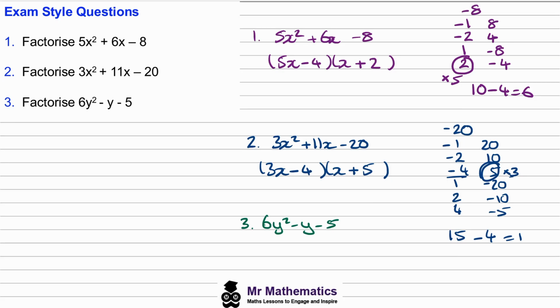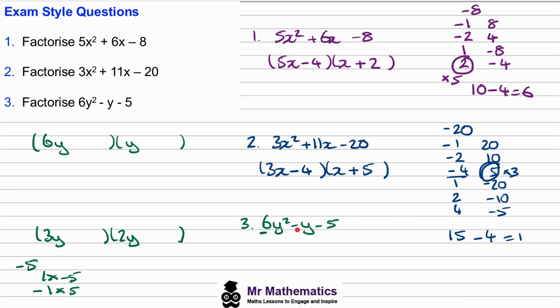And then finally, for question 3, the problem we have here is that this 6 is not a prime number. So this becomes either 6y in one and y in the other, or it could be 3y in one bracket and 2y in the other. And we still need to look at the factors of negative 5. So negative 5 could be 1 times negative 5, or negative 1 times positive 5. So we need to work through these 2 combinations for both sets of brackets.